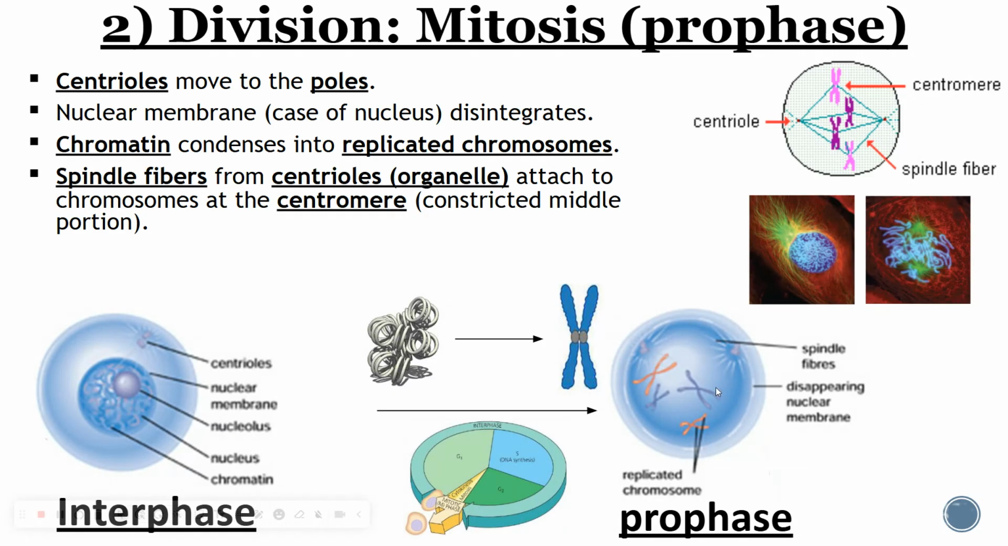It's broken down now. And if you think about it, that makes sense because the spindle fibers have to attach to the DNA. How can spindle fibers attach to DNA if the nuclear membrane is in the way? So that has broken down, and that allows for the spindle fibers to attach to the chromosomes. On that note, the chromatin has become chromosome form, so more condensed. And those are the main events happening during prophase.